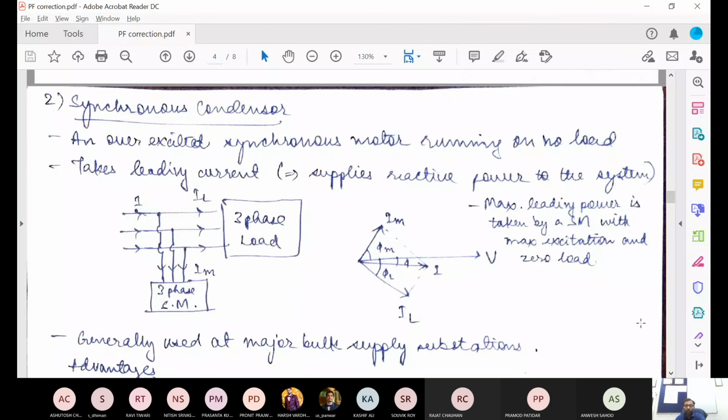But one thing is for sure, that this phi M will be less than 90 for sure. Phi M cannot be 90 here, because the synchronous motor will draw a magnetizing component, but also some real component even at no load. Though it is at no load, some real component will always be there. So this phi M will be less than 90 degrees, that is for sure.